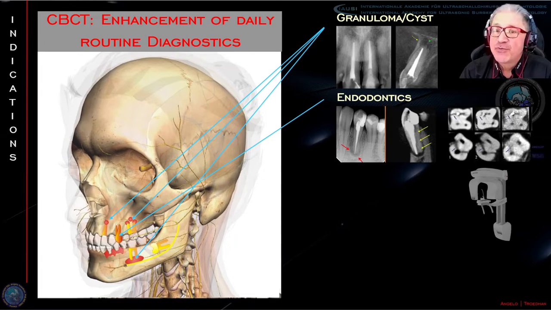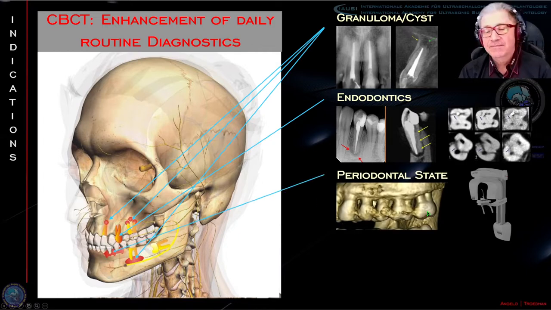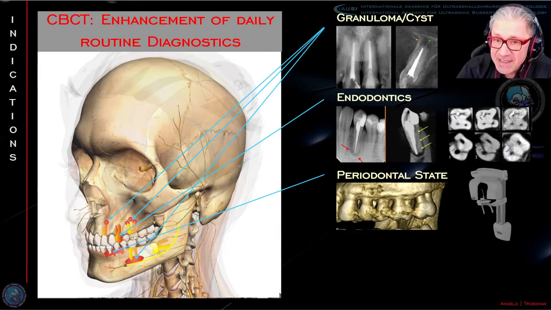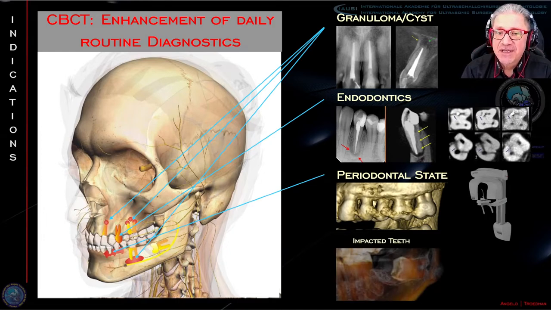And of course, which you will never be able to see in two-dimensional X-rays, is if there are some longitudinal fractures in the course of the root, vertical fractures of the root, which can only be depicted in the third dimension. Of course, also the periodontal state can be diagnosed much more precisely with CBCT, because you can see if there is already bone resorption in the furcation, and this gives you a much better guidance for your therapy concept.